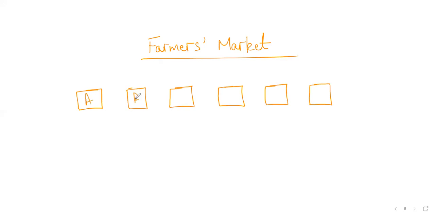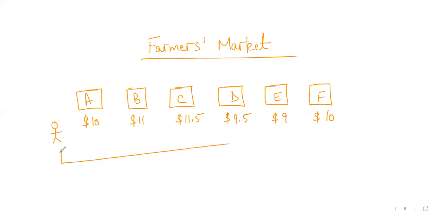Now, let's say there are six vendors, A, B, C, D, E, F, selling the same product right next to each other. The idea is that prices are always fixed over there. Let's say this person is selling for $10, this person for $11, this person for $11.5, and this person for $9.5, and so on. Since they are located right next to each other, you will directly go and buy from the person who is selling the cheapest. So prices cannot vary at all.